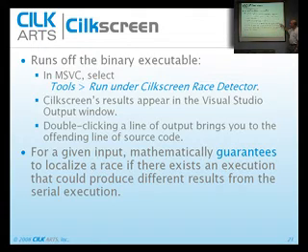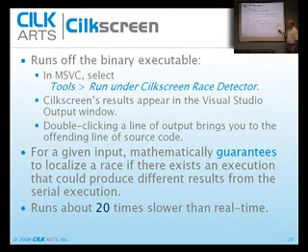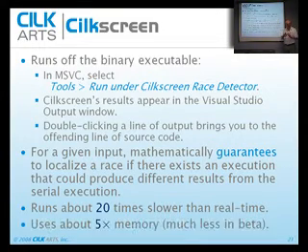As I mentioned, for Cilkscreen, for a given input, it mathematically guarantees to localize a race if there exists an execution that could produce different results from the serial execution. So it's guaranteed to find those races. And I should say it runs about 20 times slower than real time. So for most debugging, people tend to run the race detector on smaller inputs than you would use for regression testing a large application. And that's generally sufficient because you don't really have very much parallelism. It turns out testing serial correctness is far harder than testing parallel correctness when you have the Cilkscreen tool.